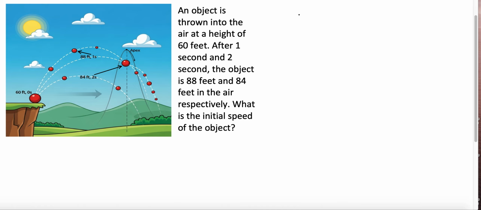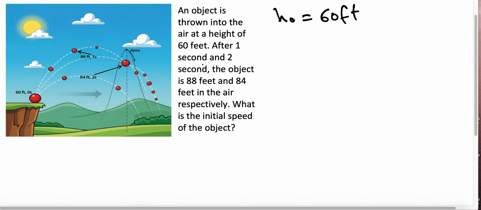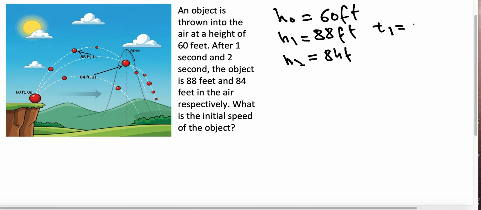First, let's say here we have the initial height. So let's say height h0 is equal with 60 feet. Now what do I have here? After 1 second and 2 seconds is 88 and 84. Let's say h1 is equal with 88 feet. h2 is equal with 84 feet. And time 1 here is 1 second. And time 2 is equal with 2 seconds.